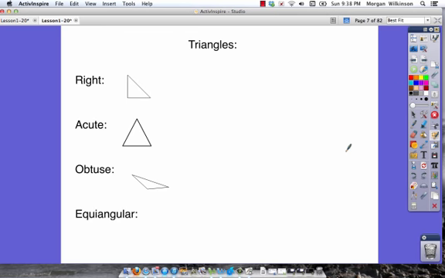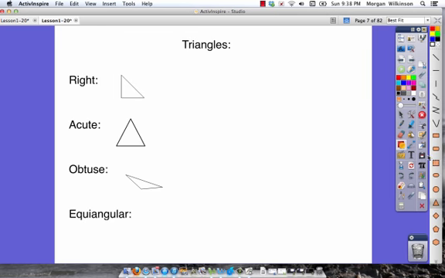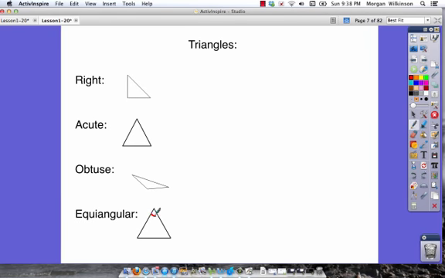Now equiangular, if we talk about an equiangular triangle, just means all the angles are the same. So if all the angles are the same, we can show that by saying one tick mark within each of our angle measurements. Okay, it means all the angles must be exactly the same. Hopefully this is a bit of review for you.